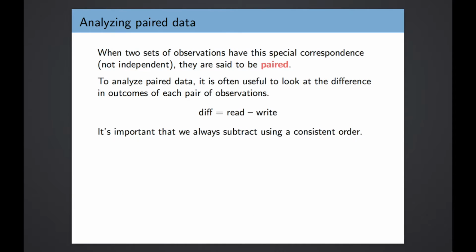When our sets of observations have this special relationship to one another, where they're dependent on one another, they're said to be paired. So this is the paired data that is the subject of this lecture. When we analyze paired data, frequently it's useful to look at the difference in outcomes in each of the pairs of observations that we have. So we might want to know, for example, what the difference between the reading and writing test scores are for each student in our sample.